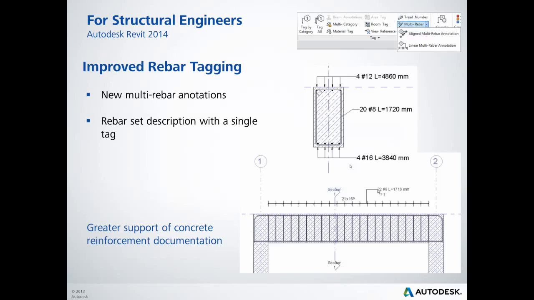There is a new type of annotation tool called a Multirebar annotation. This tool is located on the Annotation tab on the Tag panel. You can choose between aligned and linear multi-rebar annotation. Thanks to these options, now you can annotate multiple rebar and rebar sets with a single tag. You can use these annotations to tag each bar in rebar sets with detailed fabrication and construction information. This functionality gives greater support of concrete reinforcement documentation.